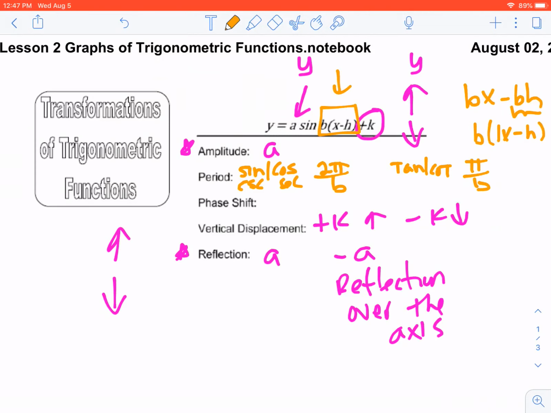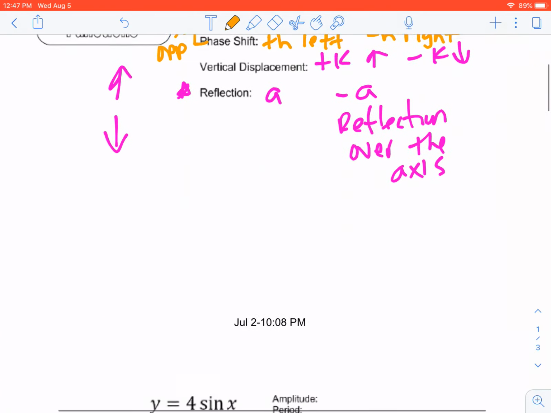And then your phase shift, if you have a plus h, it's actually an opposite. So anything on the inside is going to affect an x coordinate in an opposite way. A plus h actually moves left, and a minus h actually moves right. So let's do some examples.